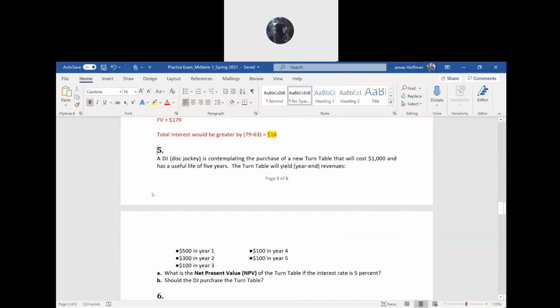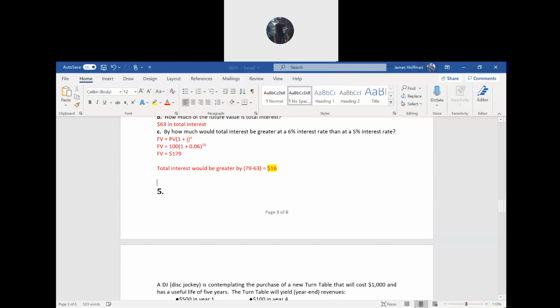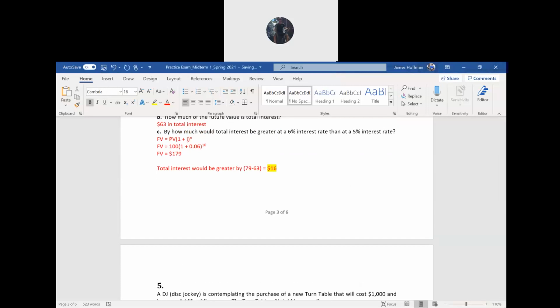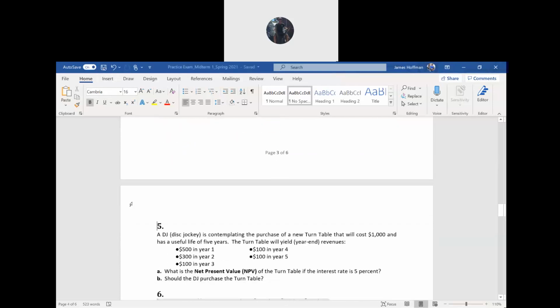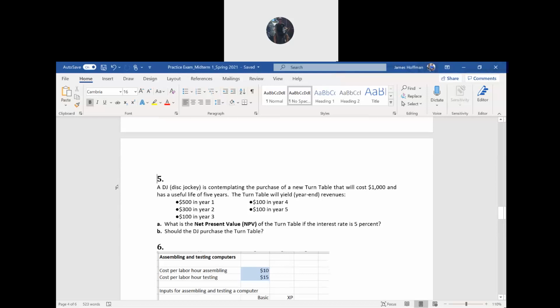All right, so number 5. A disc jockey is contemplating the purchase of a new turntable that will cost $1,000 and has a useful life of 5 years. The turntable will yield year-end revenues of 500 in year 1, 300 in year 2, 100 in year 3, 100 in year 4, and 100 in year 5. And then that's it. After year 5, it doesn't give any revenues. Let's calculate the net present value of the turntable if the interest rate is 5%.